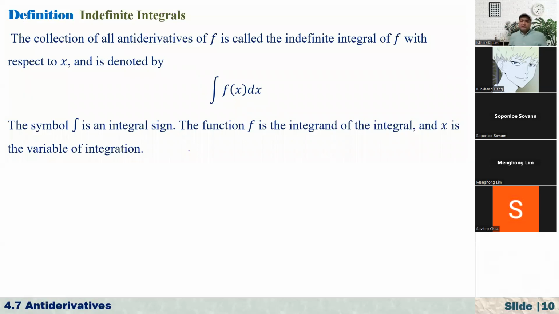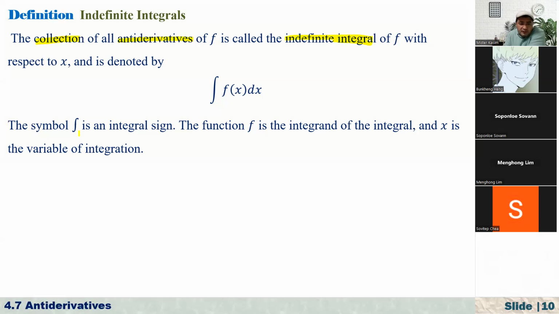Now after these things, we can actually define an indefinite integral. What we have just been doing here is calculating the indefinite integral. The collection, the set of all antiderivatives of f, is called the indefinite integral of f with respect to x, and is denoted by this long stretched symbol, integral of f of x dx. And there's a reason why mathematicians use this notation. You will see this in the next chapter.